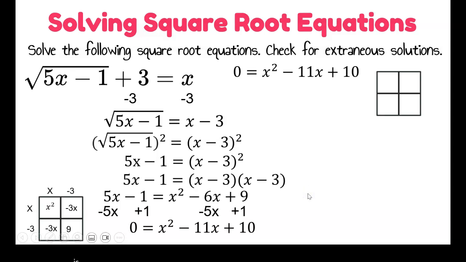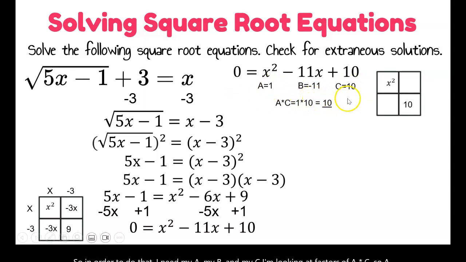So remember to factor, we are using the box. In the first space is going to go x squared. In my last space is going to go my last term, which is that 10. And I need to figure out what's going in these middle two boxes. So in order to do that, I need my a, my b, and my c. I'm looking at factors of a times c. So a times c is 1 times 10, which is just 10. And I'm looking at factors of positive 10 that add up to negative 11.